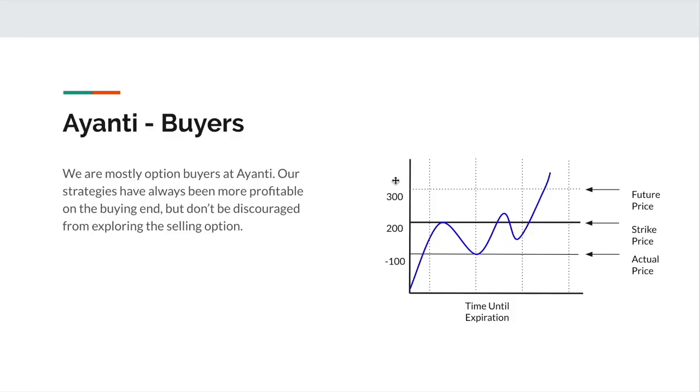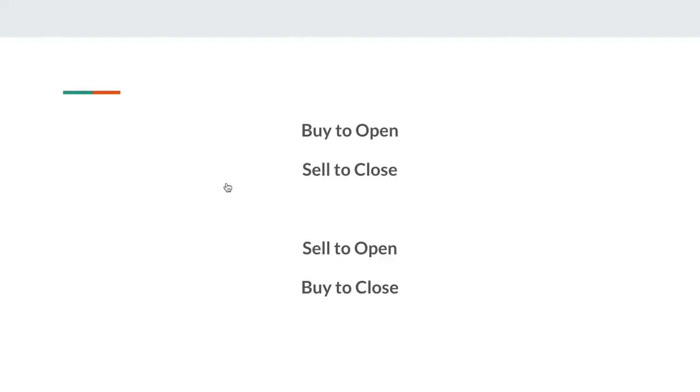Alright, so in this next section, I'm going to break down buy to open and sell to close versus sell to open and buy to close. Right off the bat, I want to point out that buy to open and sell to close will belong to the buyers. So if you're on the buying side, then you would normally buy to open a position. So you would pay the seller, which is going to be at the bottom right over here. You're going to be paying the seller some kind of money to open that position with them.